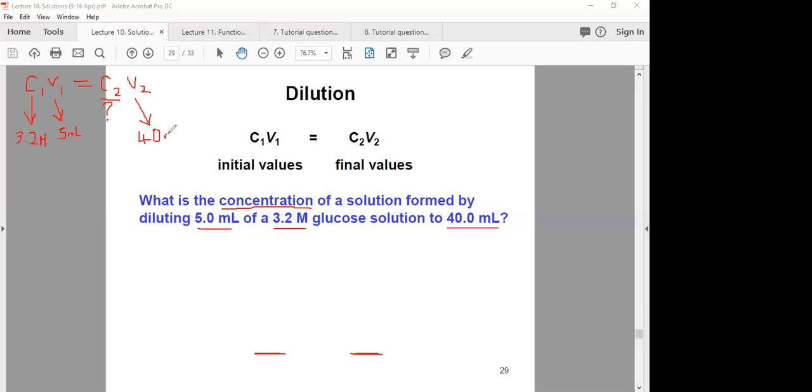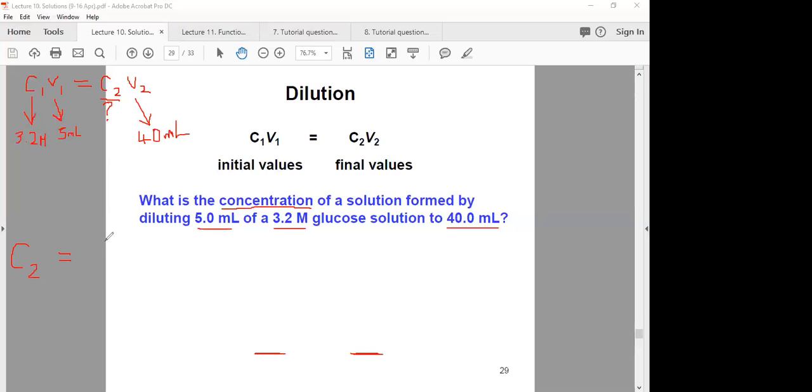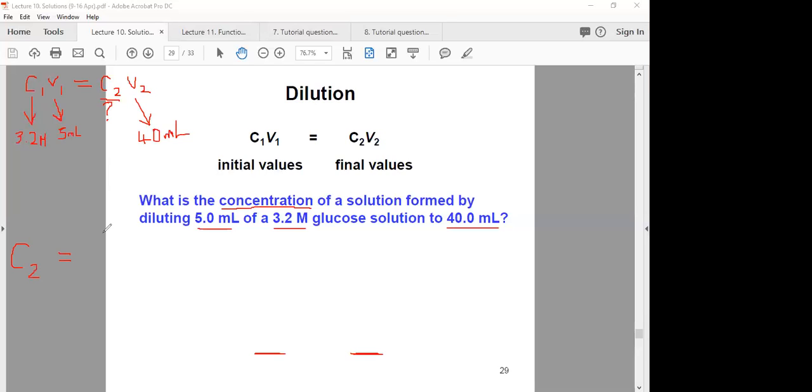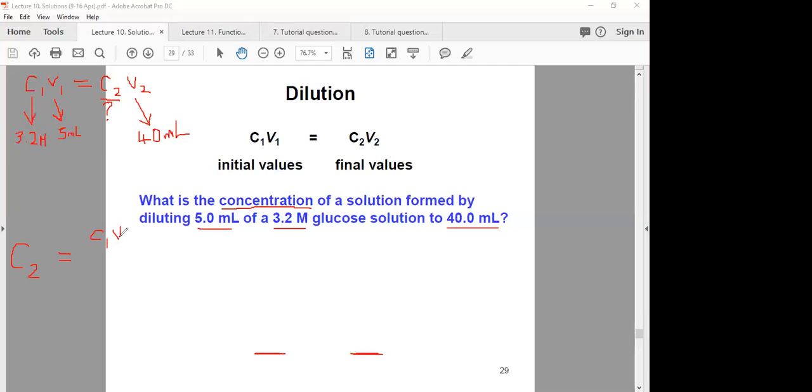All right, good. Now, how did you rearrange this to solve for C2? To get C2 on its own, you divide by... Sorry, I didn't catch that. C2 equals? We'll divide by V2 so that they cancel out. Yes, and so it's C1 V1 over V2. Correct. C1 V1 over V2.